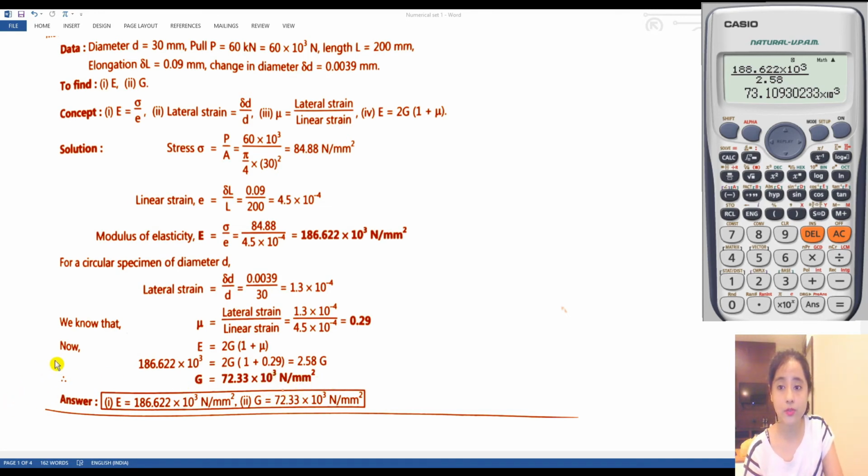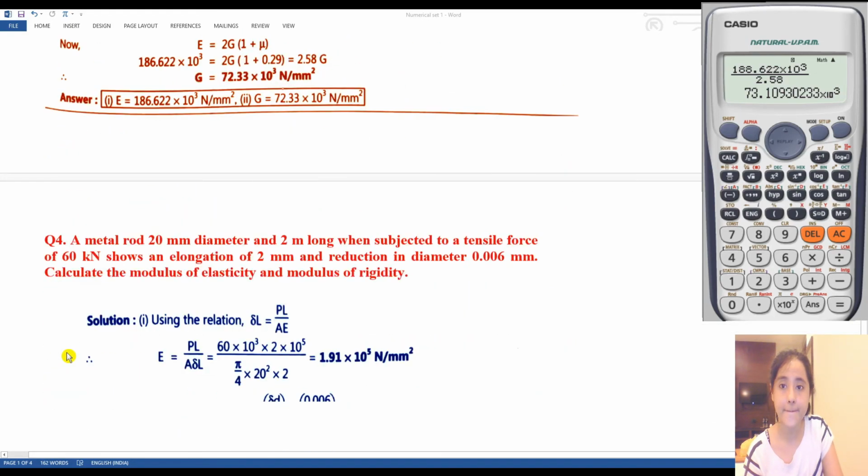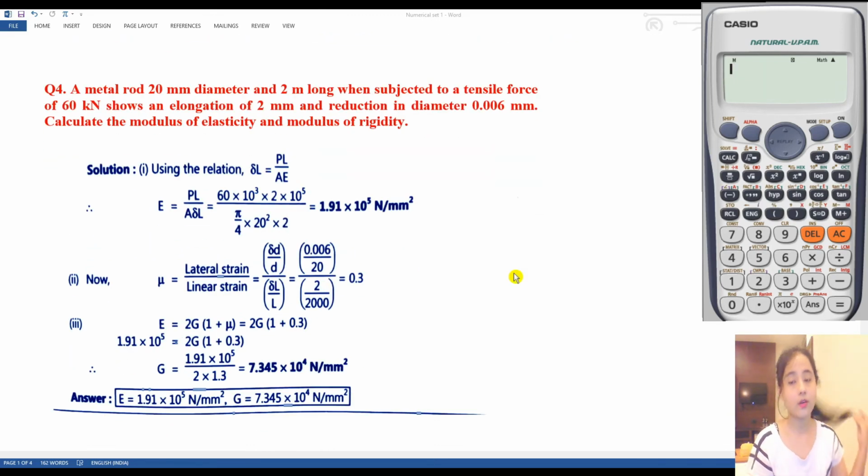So I hope this numerical is clear. Now let us solve the last numerical for today. A metal rod 20 mm diameter and 2 meter long, when subjected to a tensile force of 60 kN, shows an elongation of 2 mm and reduction in diameter 0.006 mm. Calculate the modulus of elasticity and modulus of rigidity.